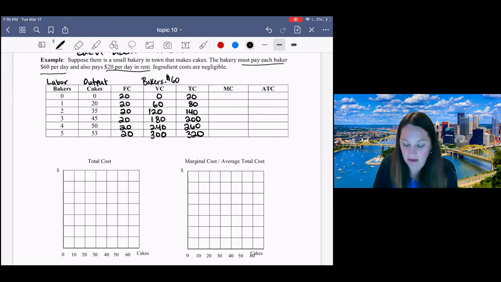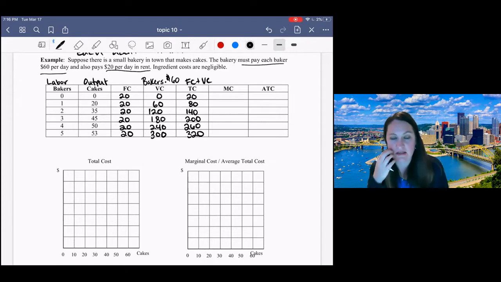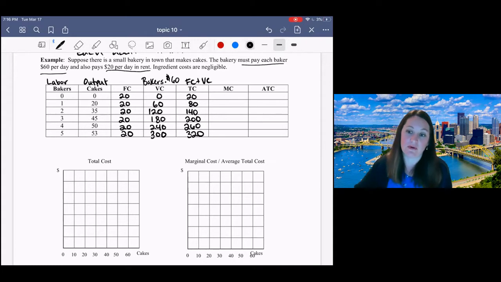All right, so we've got our total cost that's equal to our fixed cost plus our variable cost. And then using our total cost, we're going to be able to calculate both the marginal cost and the average total cost for this firm. So remember, marginal cost is change in total cost divided by change in quantity. And we're going to talk about the numerator and the denominator of this fraction differently. But basically, what we want to know is if we're going to produce a couple more cakes, how much are those cakes going to cost?